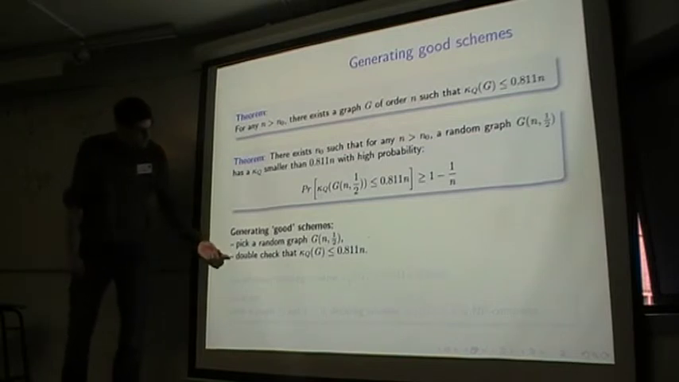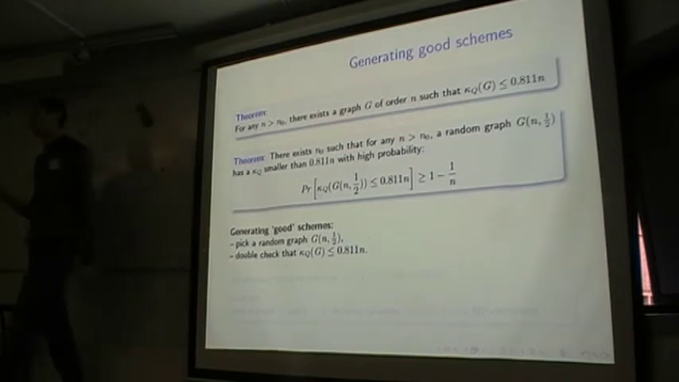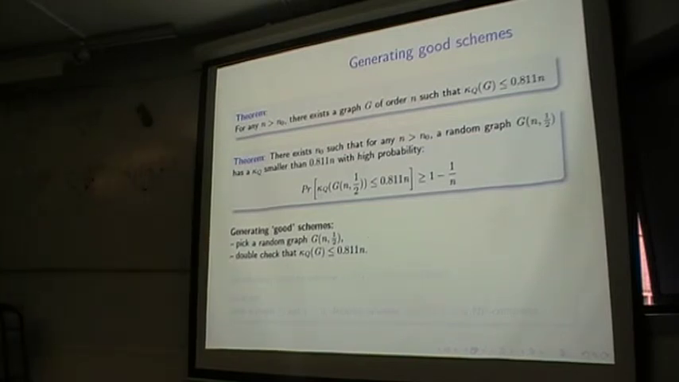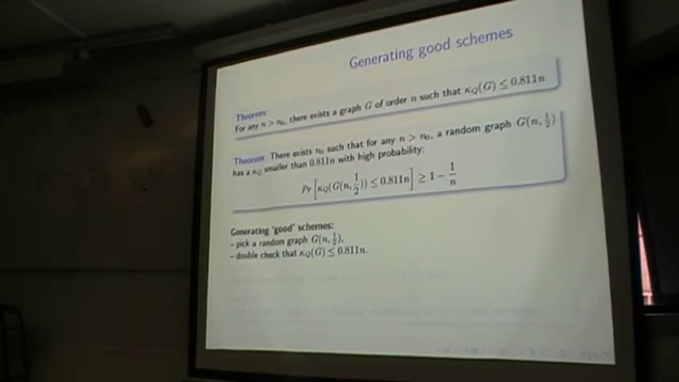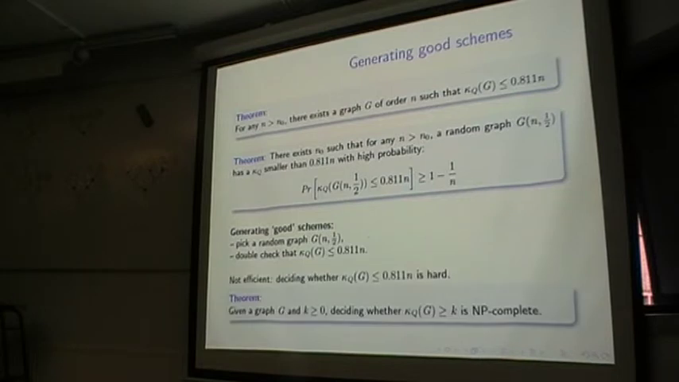And then it would be good to double check that the kappa q of this graph is actually smaller than 0.811 n before using it. Unfortunately, this is not efficient.